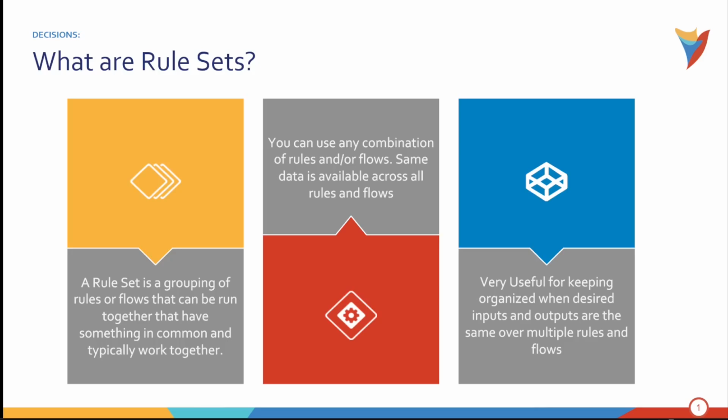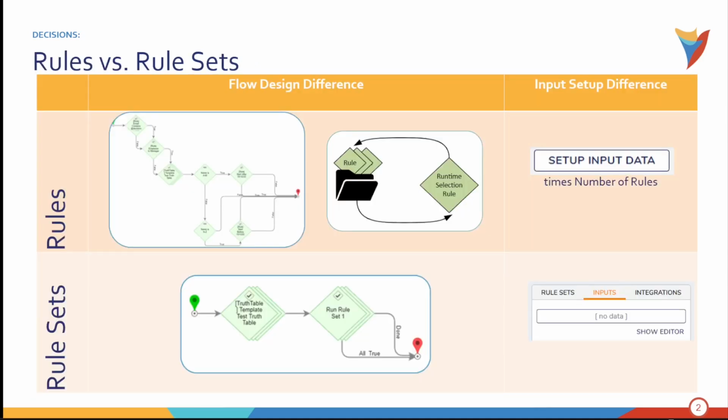So first of all, if you're not familiar with rule sets, what are they? A rule set is a combination of rules, flows, any combination of them, not simply all rules or all flows or all truth tables, that run on the same object or the same pieces of data with the same inputs and outputs. This can be very useful if you're trying to keep organized, if you have lots of rules that need to be run over the same type of objects. So it can be a very interesting and useful topic to use in decisions.